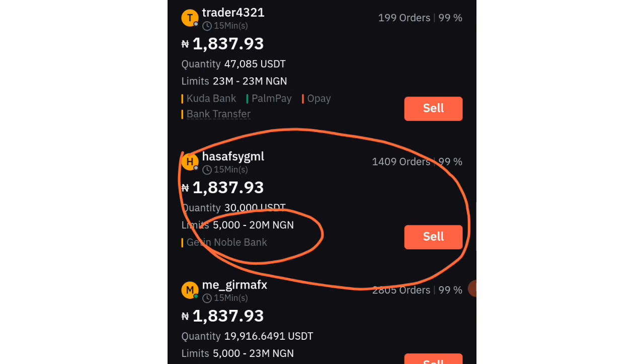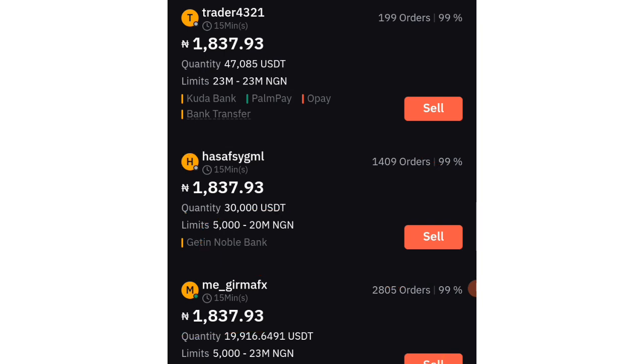So you can actually sell your 50,000 worth of coin to this guy. You can actually trade with this one as well. You can see they are trading, so you can actually trade with this one. So let's go with this first guy. Remember, we bought at the rate of 1,711. Just imagine you are now selling at the rate of 1,837 naira. Do you know how much you are going to gain?